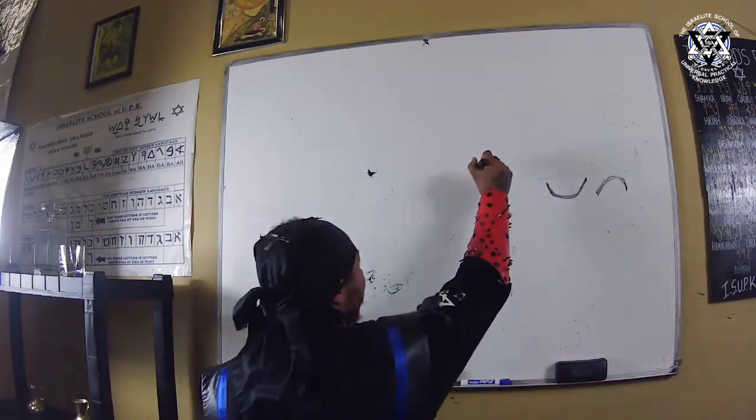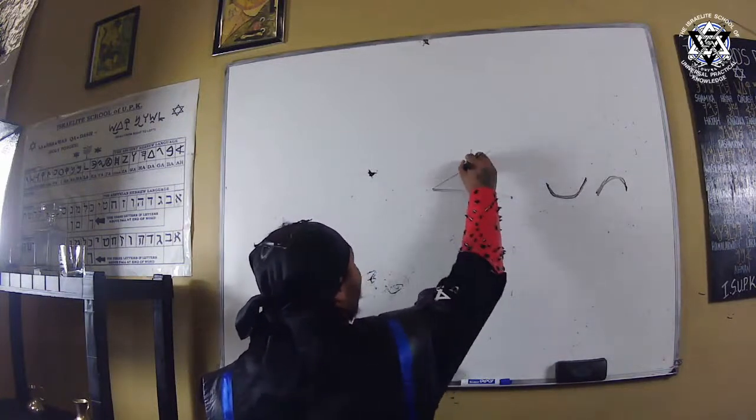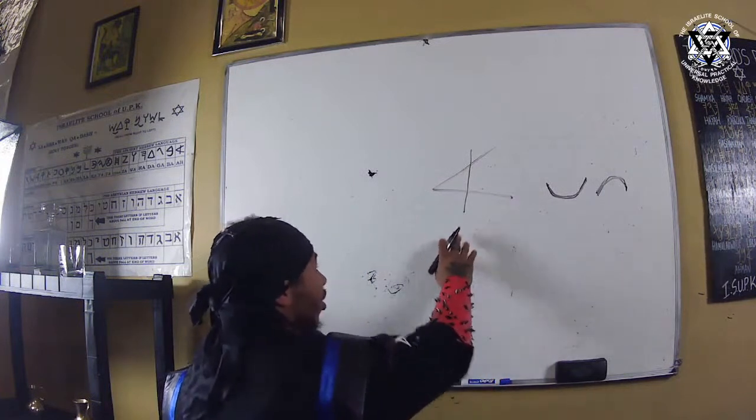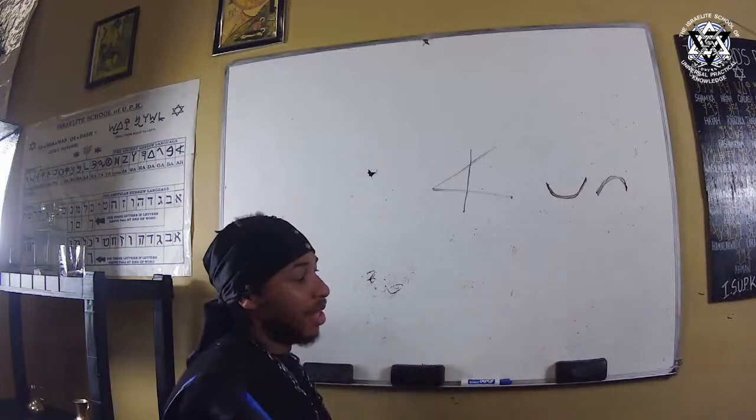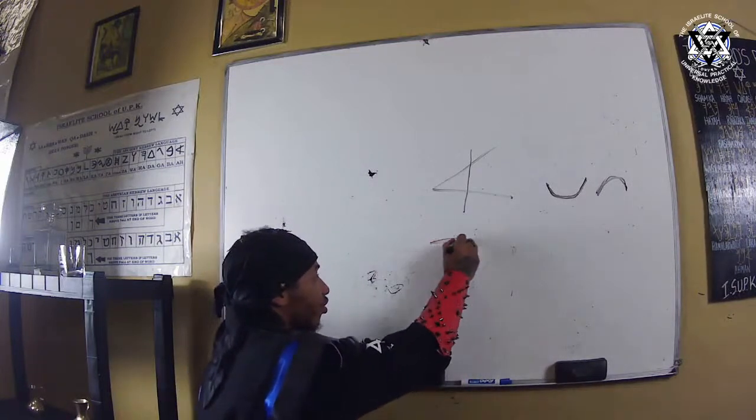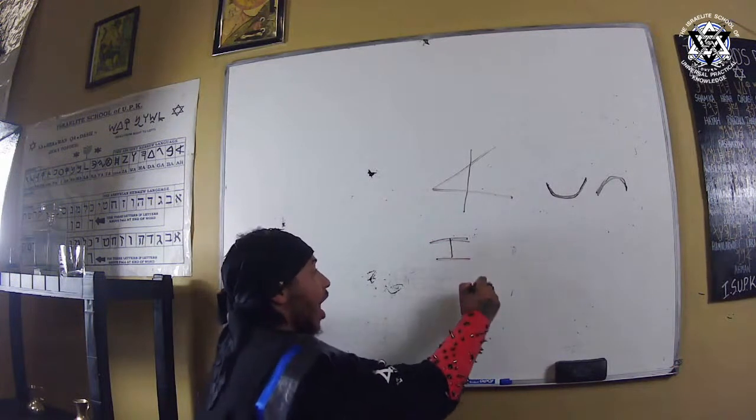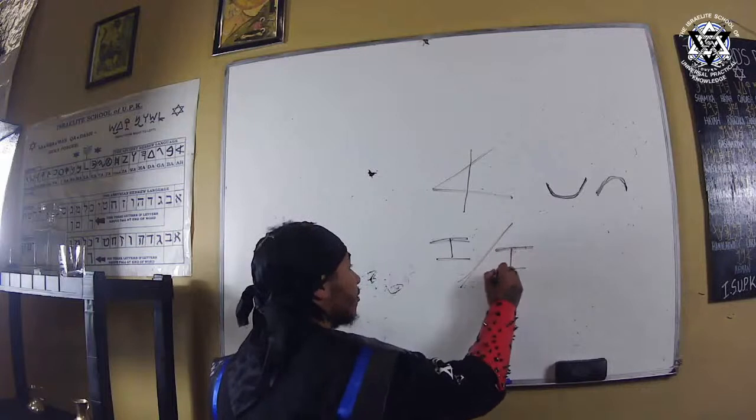So I'll start with the letter A, the first character of the alphabet. This is the character A in Hebrew. It means I, or I am, when it's at the beginning of the root word. All right.